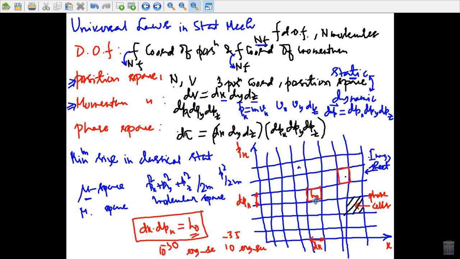The state of the system can then be specified by locating a phase point within a particular cell of phase space. In classical description, h0 can be chosen arbitrarily as small as possible, and we may set it either 10 to the power minus 30 erg second or 10 to the power minus 35 erg second, or even a smaller value. It may be noted that h0 has the dimensions of energy times time.